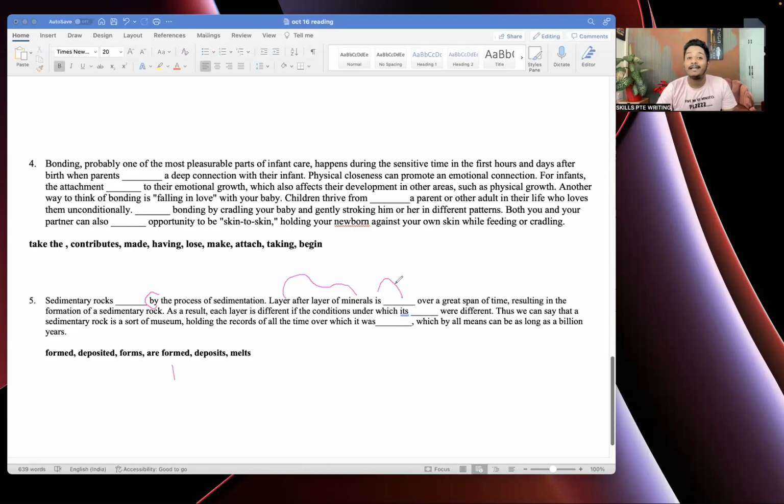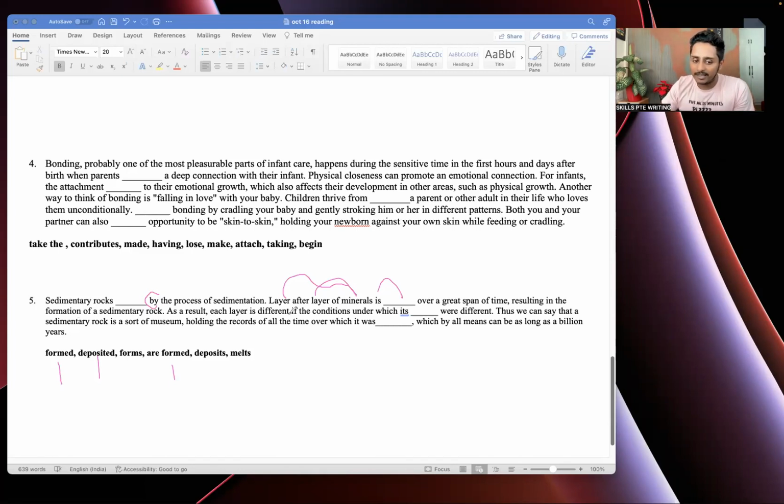It is eaten, it is given, it is developed, it is said. Layer of minerals is formed or deposited? We will see. Layers of minerals is formed, is deposited. I still think it is deposited. Layers of minerals will be deposited. You don't form a mineral, but if you're getting a doubt, let's leave it empty. Okay, resulting in the formation of sedimentary rock.